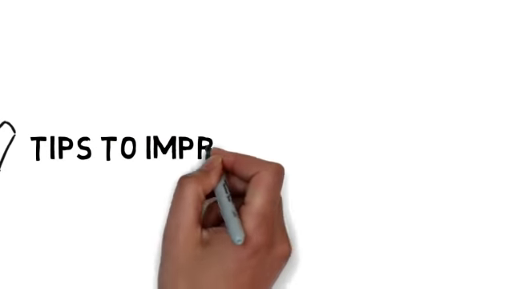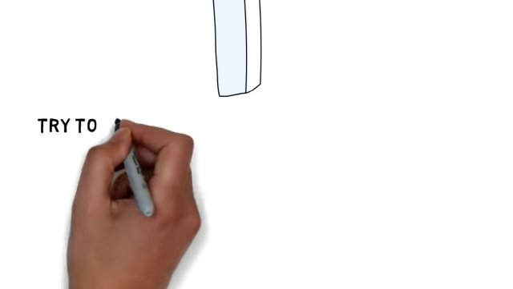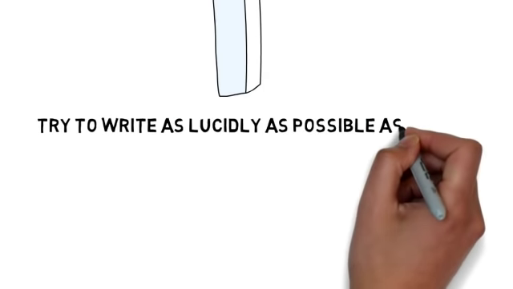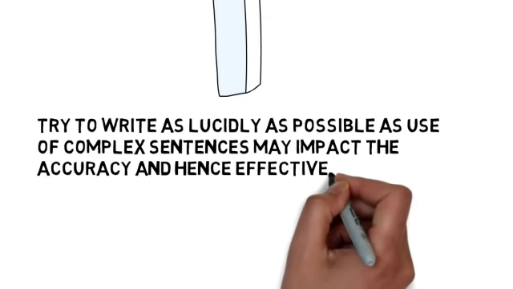Tips to improve your writing. 1. Try to write as lucidly as possible, as use of complex sentences may impact the accuracy and hence effectiveness of writing.